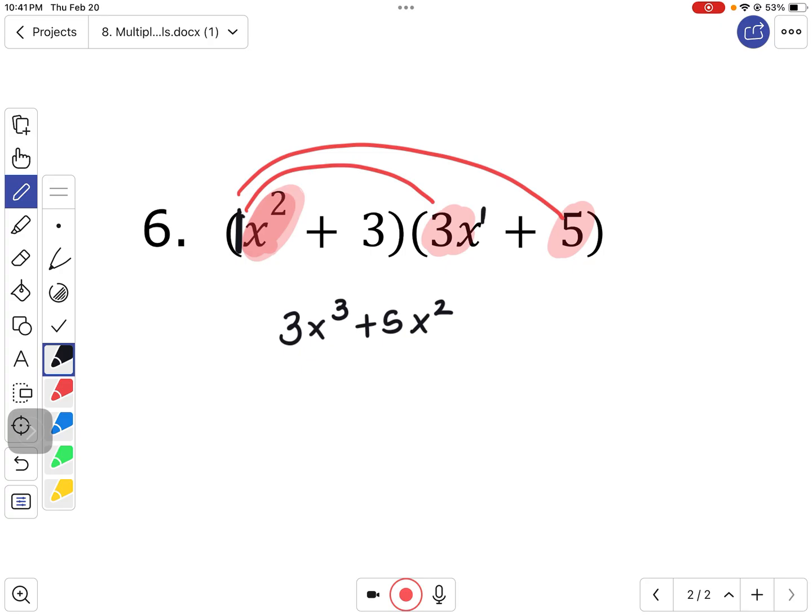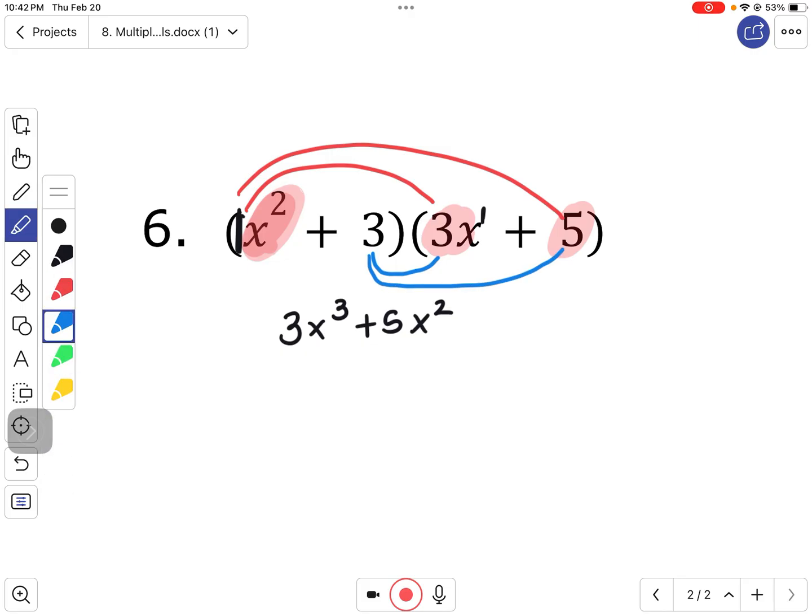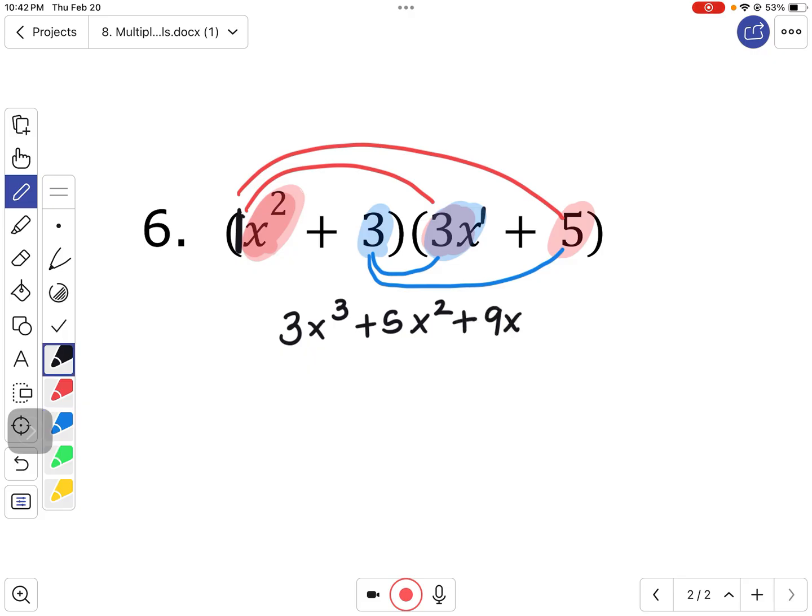Now I want to distribute this 3 to both pieces as well. So I'm going to take this 3 and distribute it to that 3x, and then I'm going to take this 3 and distribute it to the 5. Let's do our 3 times the 3x first. 3 times 3 is 9, and then I get an x. So plus 9x.